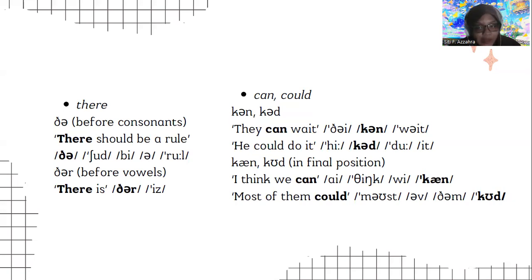Like they can wait and he could wait. If it's in final position, then it would be pronounced like can and could. Like in the example, I think we can and most of them could. Like that.